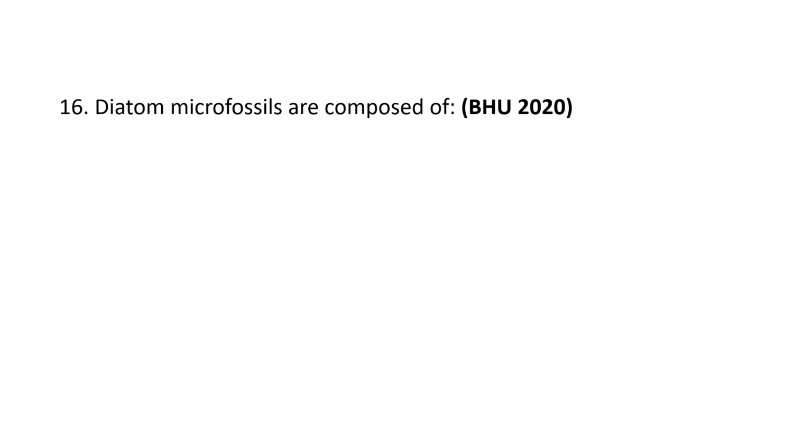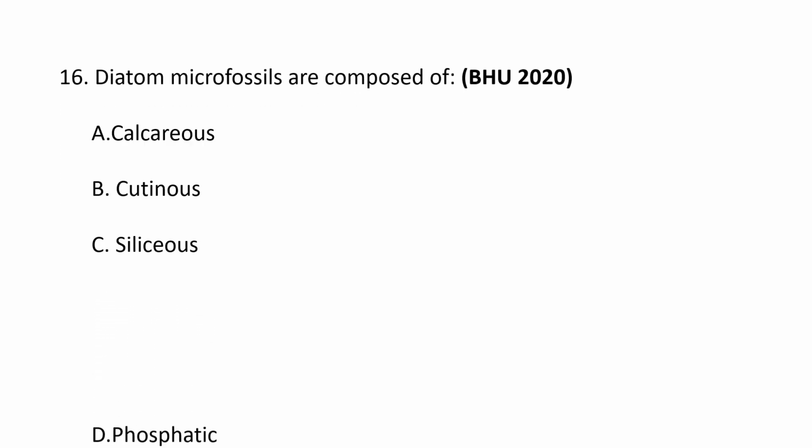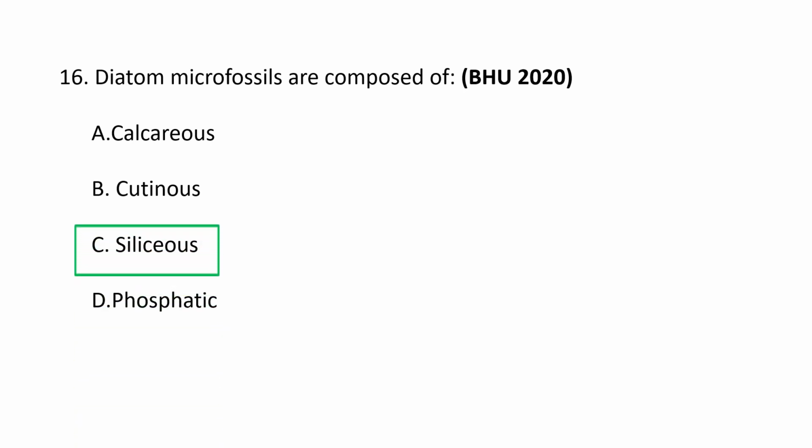Next question. Diatom microfossils are composed of A. Calcareous, B. Cutinous, C. Siliceous, and D. Phosphatic. The correct option goes as C. Diatom microfossils are indeed composed of silica. Diatoms are a type of algae which have a cell wall made up of silica called a frustule. And this frustule is composed of two overlapping halves and is highly intricate and patterned with pores, ribs, and other features that can be used to identify different diatom species. So diatom microfossils are composed of siliceous. C is the correct option.